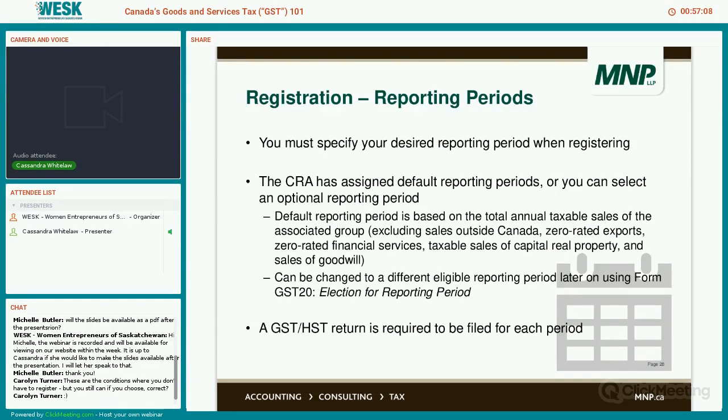So the reporting period is basically how frequently you need to file your GST returns. You need to specify this when you register. The CRA does have default reporting periods, which it bases on the total annual taxable sales of the associated group. You can also select an optional reporting period, which will allow you to report your GST more frequently. And if you've chosen a reporting period and you decide later that you don't like that reporting period for whatever reason, you can make an election to change your reporting period to another reporting period that you're eligible for by using Form GST 20.